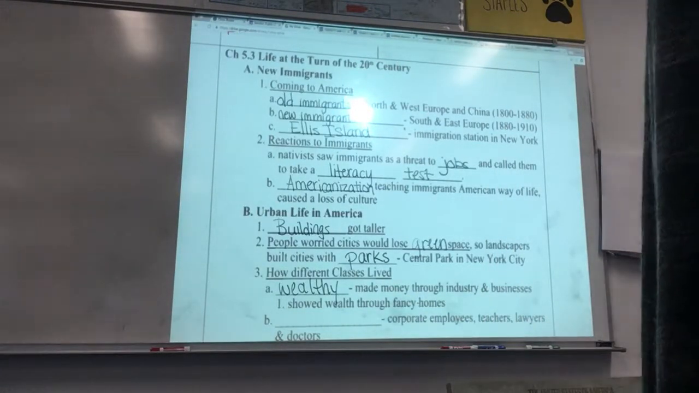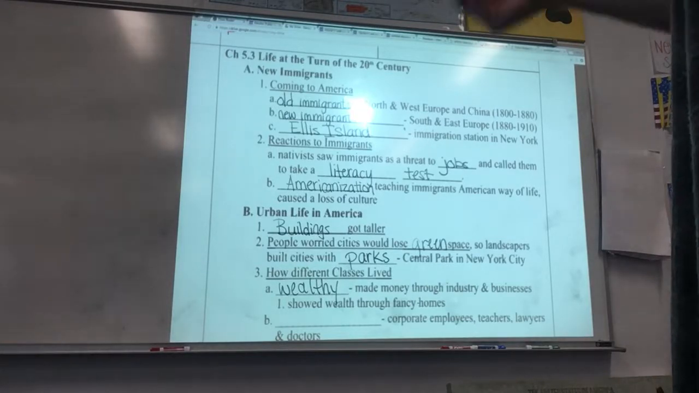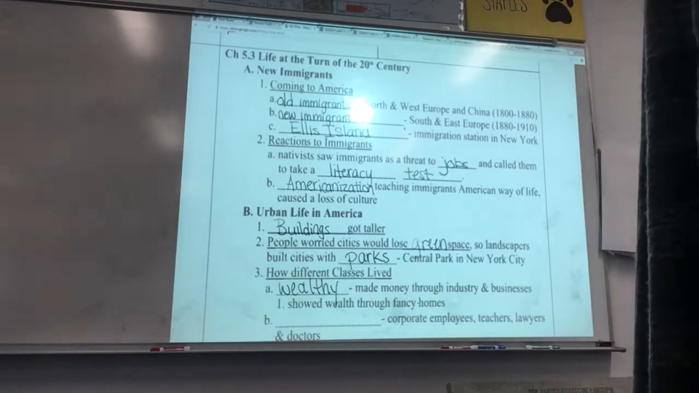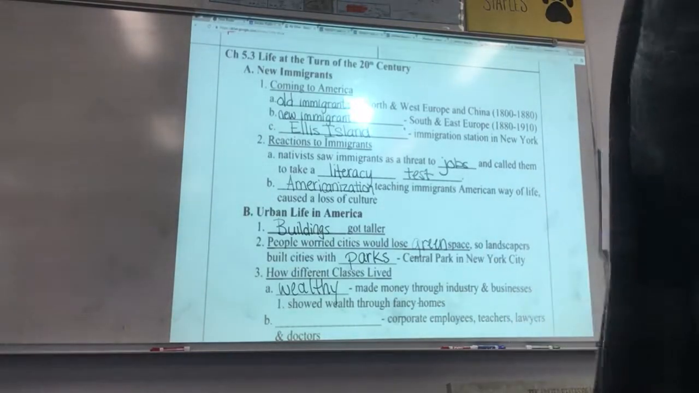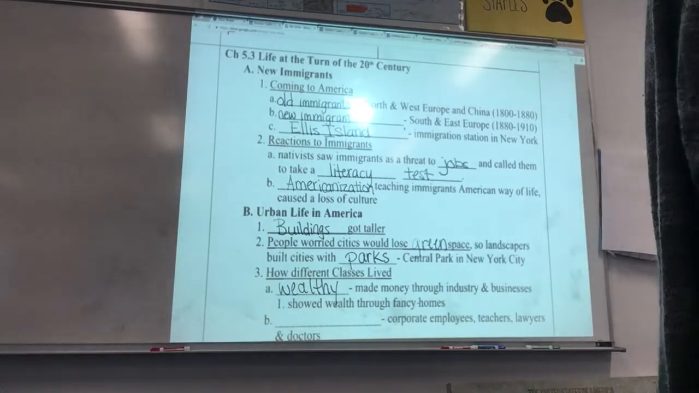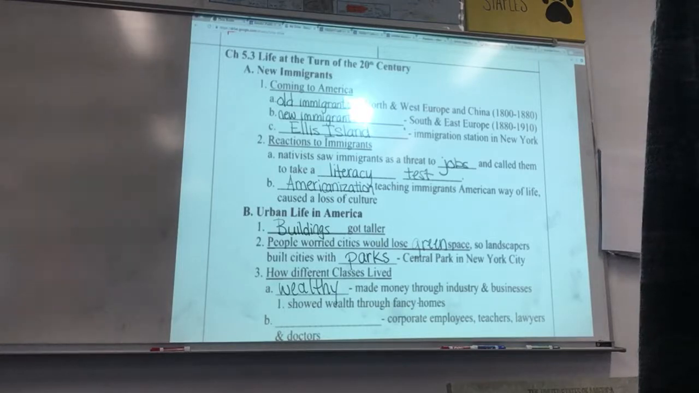So when they say they made their money through industry or business, maybe they owned a factory that created something, or maybe they managed a business that was doing very well. And then as they started to make more and more money, they bought fancier and fancier homes.